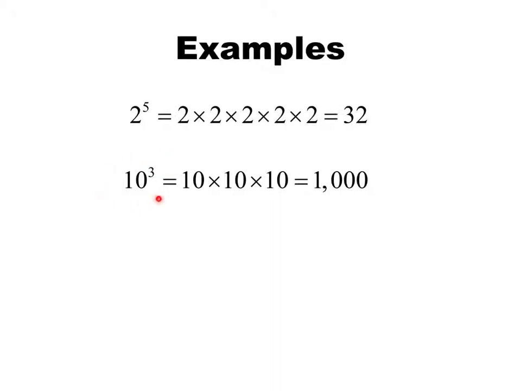Now here's an expression involving base 10. 10 to the 3rd power means 10 times 10 times 10. Each time we multiply by 10, we're going to add a 0, and so we have 1,000.